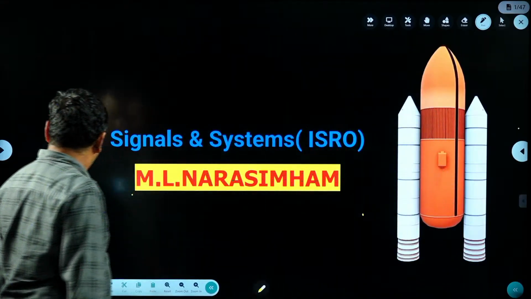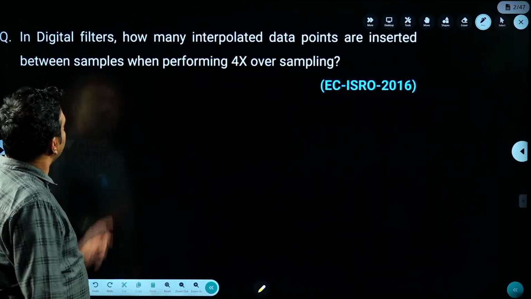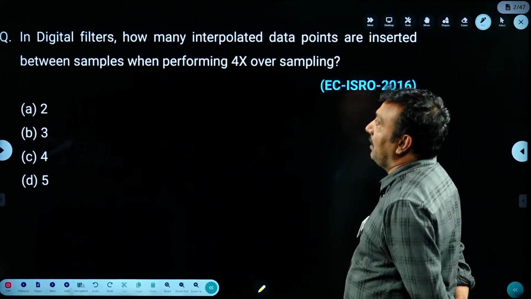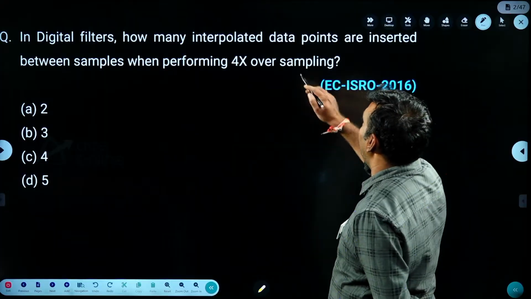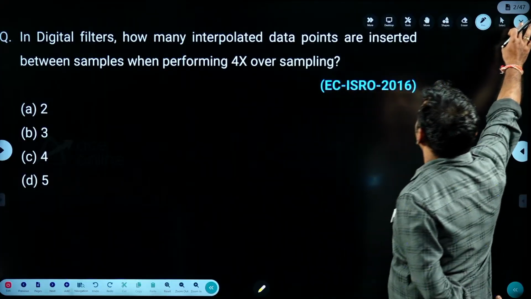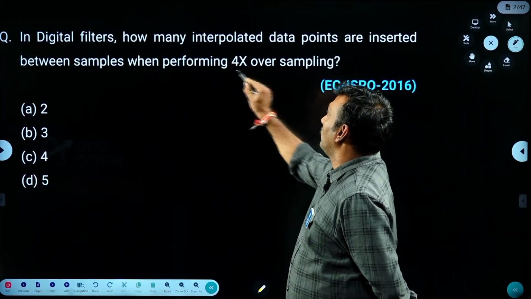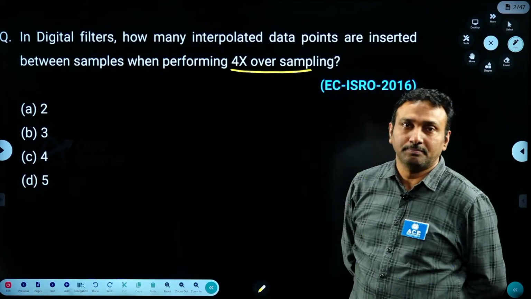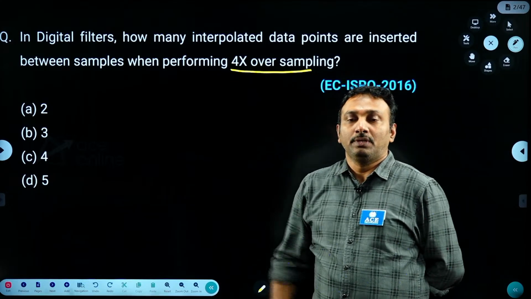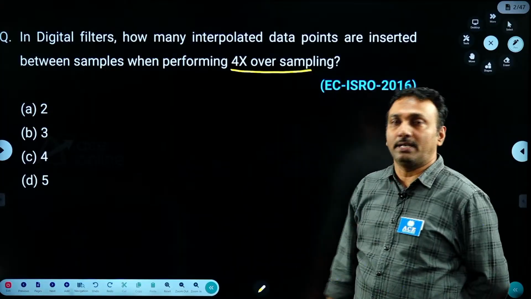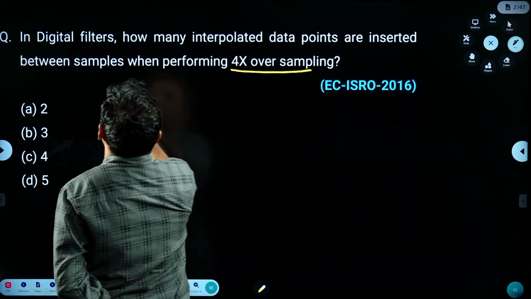Let us see few questions. What is this? Data given. In digital filters, how many interpolated data points are inserted between samples when performing 4 times over sampling? When you want to increase the rate by 4 times, how many zeros are inserted in between?